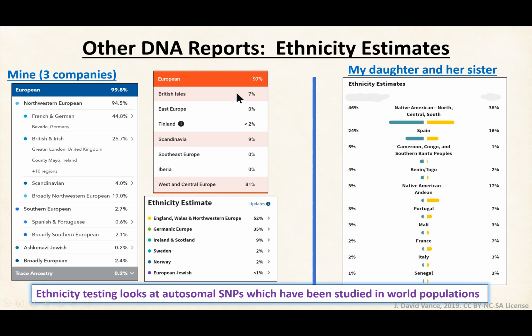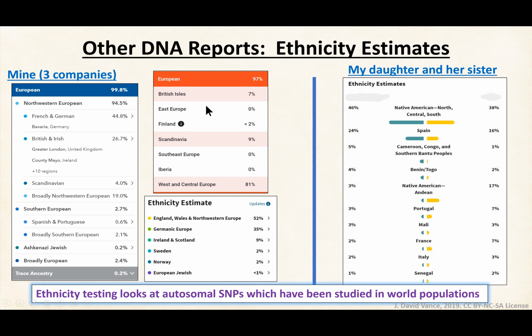So for instance, from one company, I get that I'm 94.5% Northwestern European. It breaks it down into nearly half French and German, with a strong sense of British and Irish in here. Scandinavian is up there. Something called broadly Northwestern European, sounds like a catch-all, is nearly 20%. And then I have some Southern European, Spanish and Portuguese, a tiny bit of Ashkenazi Jewish for some reason, and then the rest is another catch-all of broadly European.